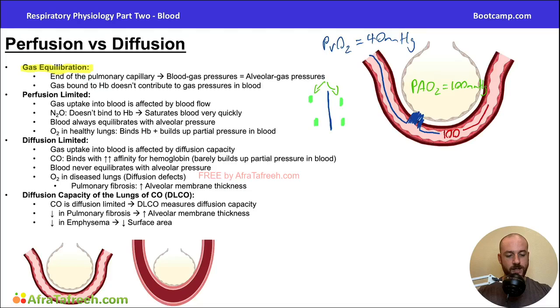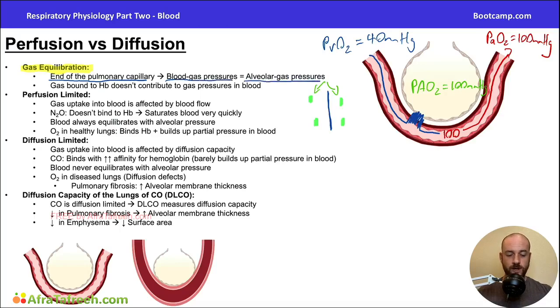And then as the blood leaves the pulmonary capillaries and enters the arterial system, the partial pressure of oxygen in the arterial system is now going to be 100 millimeters of mercury. And so by the time the blood reaches the end of the pulmonary capillary, the blood gas pressures are going to equal the alveolar gas pressures.